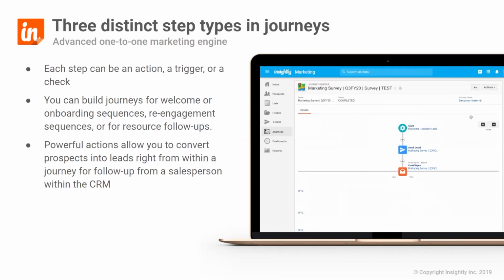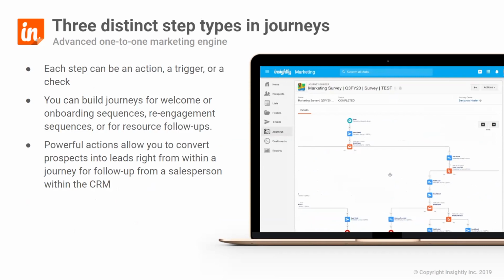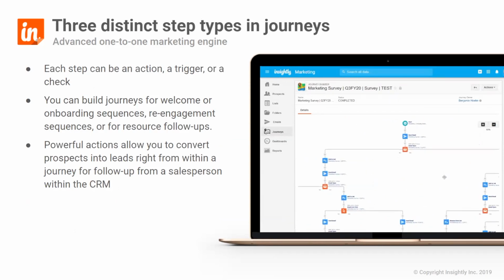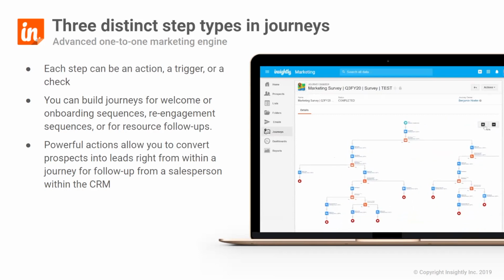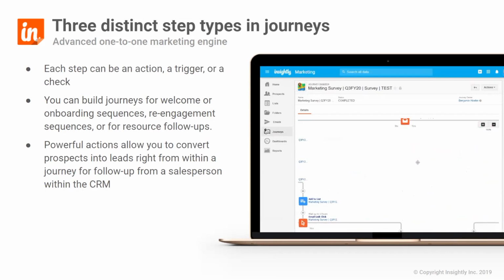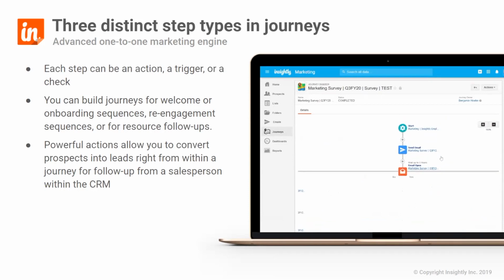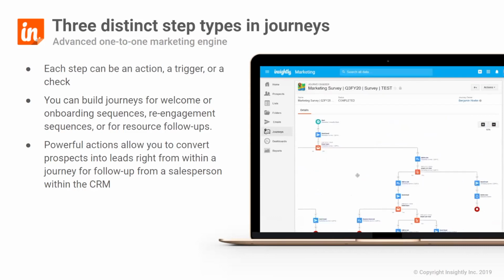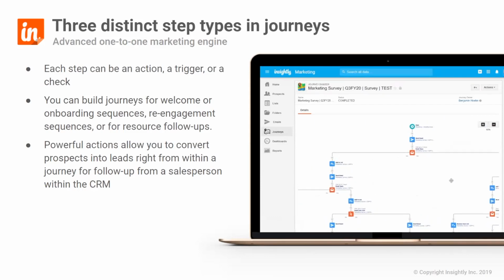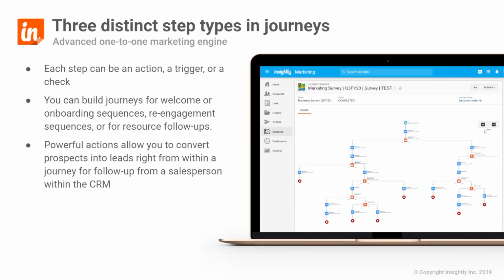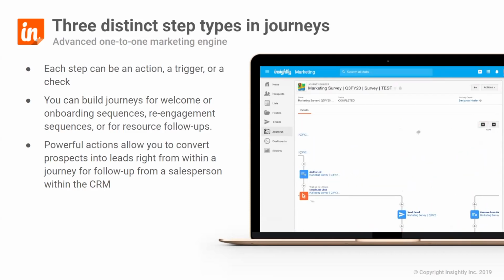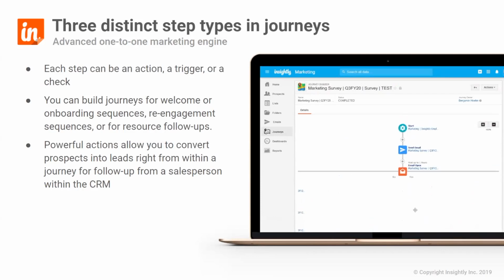Our customer journeys are comprised of 3 different individual step types: actions, like sending an email or adding a prospect to a list or converting a prospect to a lead; triggers, like waiting for a prospect to open an email or click a link; and checks, like checking a prospect field value or checking a prospect's engagement score. With these 3 simple step types, you can create personalized journeys that you can use to generate more leads and more revenue.